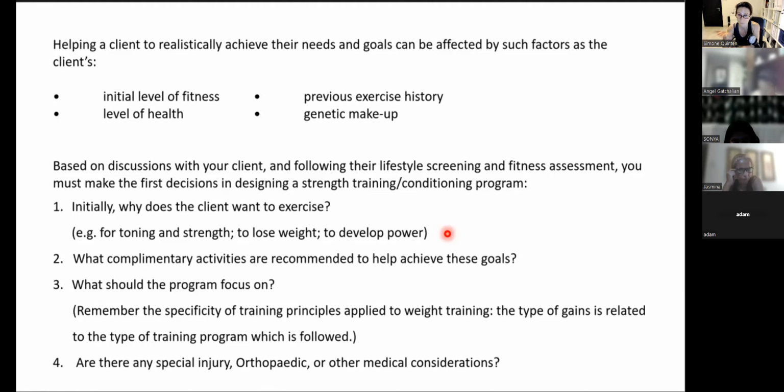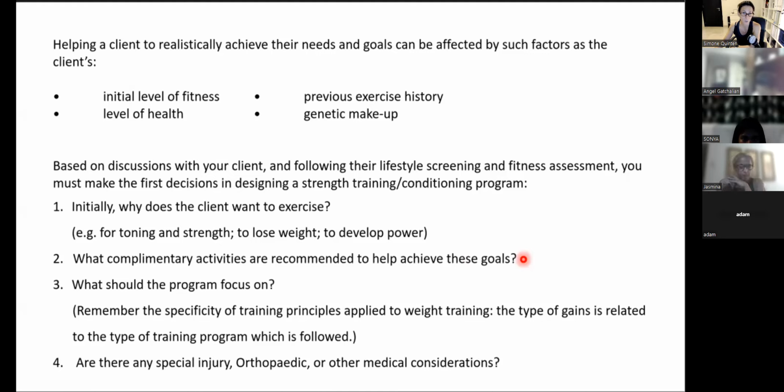Maybe they want to build up, doing power lifts, doing strength training. Often male trainers get different clients than females. Okay. What else can you give them as additional? Maybe write them a small program, what they can do at home with some resistance bands, stuff like that. Also, what should the program focus on?